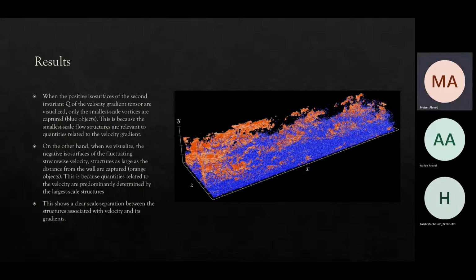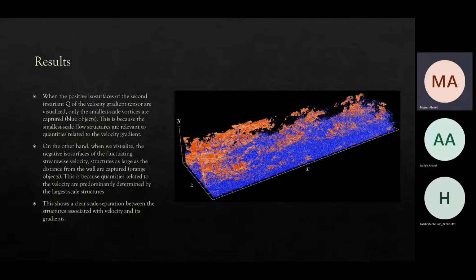This is because the smallest scale flow structures are relevant to quantities related to the velocity gradient. On the other hand, when we visualize the negative isosurfaces of fluctuating streamwise velocity, structures as large as the distance from the wall are captured, which are the orange objects. This is because quantities related to velocity are predominantly determined by the largest scale structures.